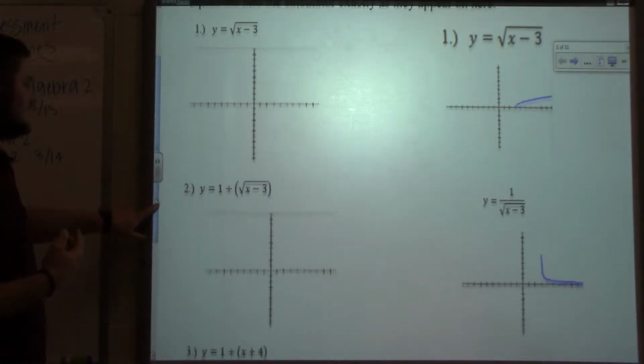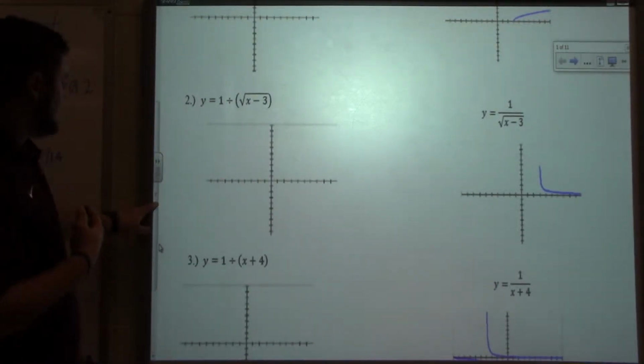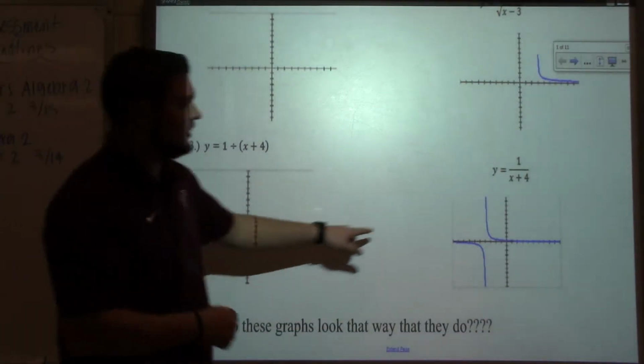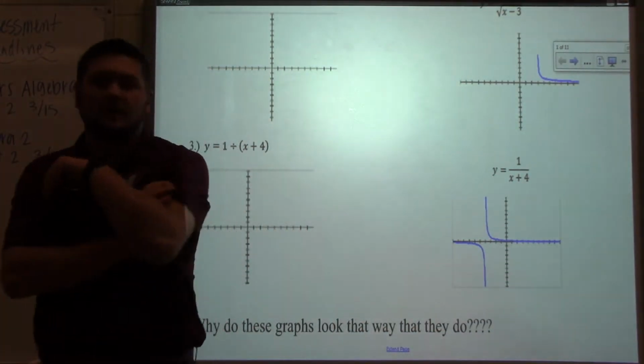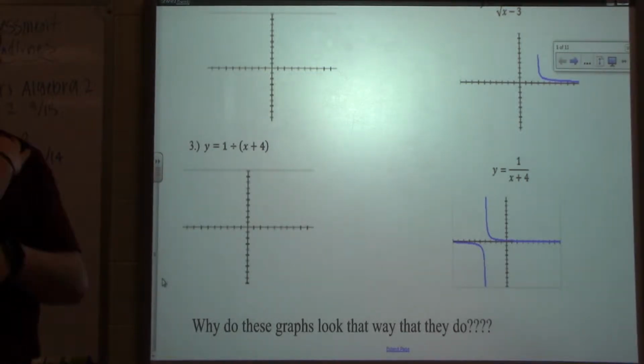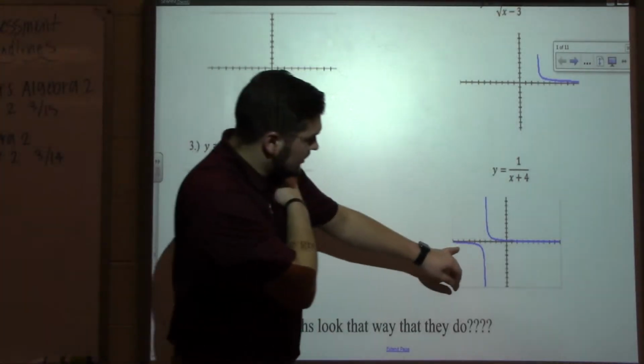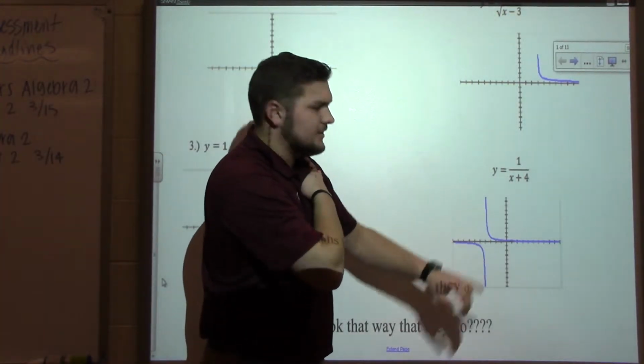What about the last one? 1 over x plus 4. What do you notice with the graph? Where doesn't it go? It looks like it's really, really close to one spot, but it never gets there with our x value. What x value is that? Negative 4. It gets really, really close to negative 4, but it never gets there.